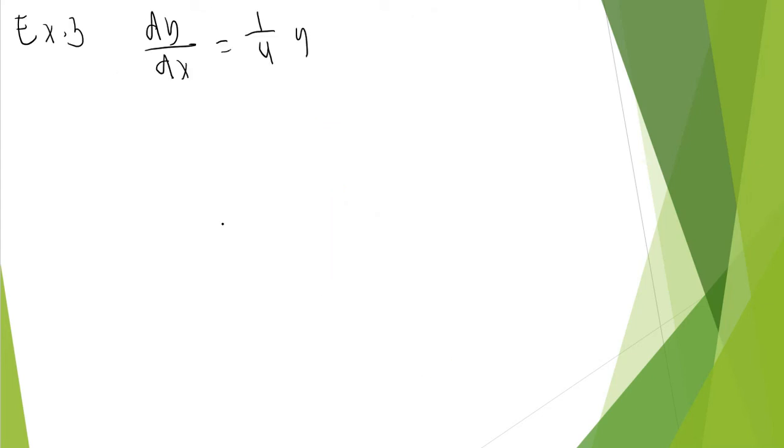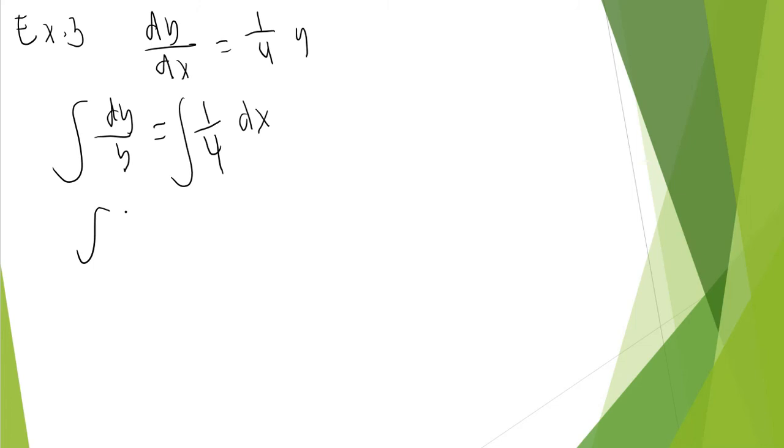Okay, for our third example, find the general solution of dy over dx is equal to 1/4 y. First, we do the separation of x and y. On the left side, the y terms: dy over y, we divide both sides by y, so y goes to the denominator. And on the right is 1/4. So, we multiply both sides by dx, so we have dx here. Now, we get the integral of both sides.